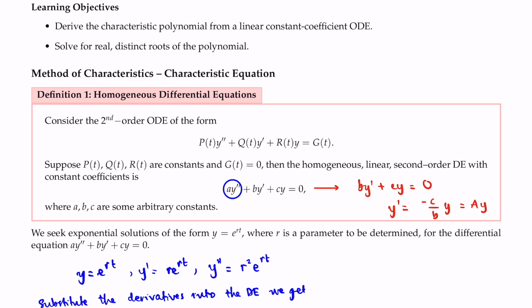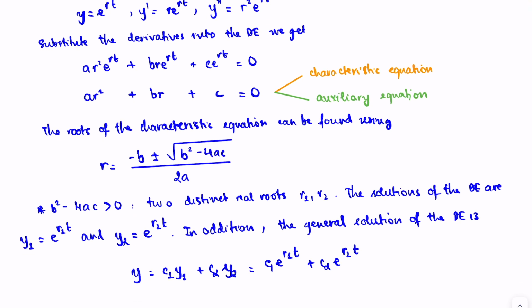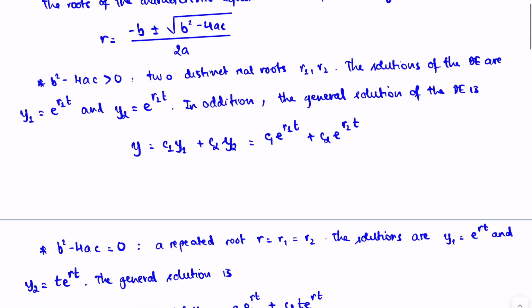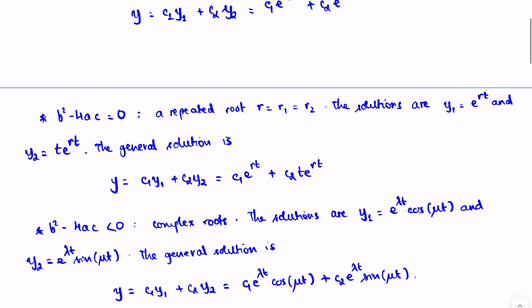And to get the solutions, we make a trial solution of the form y equal to e to the rt, and then substitute that into the differential equation to arrive at a characteristic equation, or auxiliary equation, which is a quadratic equation. You use the quadratic formula or factoring to find the roots of the quadratic equation, right? It depends on the value of b squared minus 4ac. When that is positive, you have two distinct roots. When that is equal to 0, you have a repeated root. And when that is less than 0, you have complex roots.